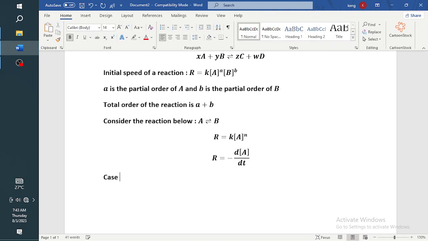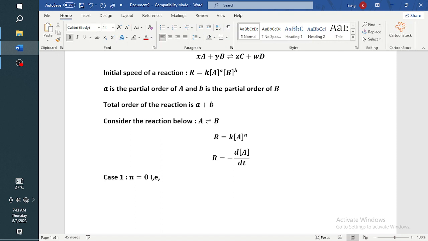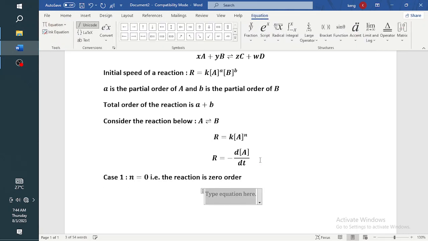Let's take case 1. In our case 1, we are going to say our reaction order, n, is equal to 0. That is, the reaction is 0 order. If the reaction is 0 order, what do we have? We have that the rate of the chemical reaction will be equal to the rate constant times the concentration of the reactant raised to the power 0. And since the concentration of the reactant cannot be 0 initially, when you raise it to the power 0, this is going to give us 1.